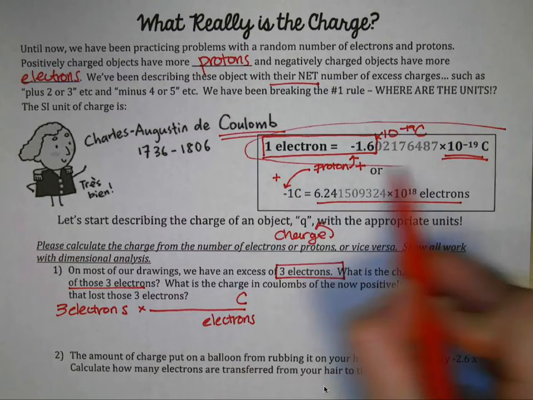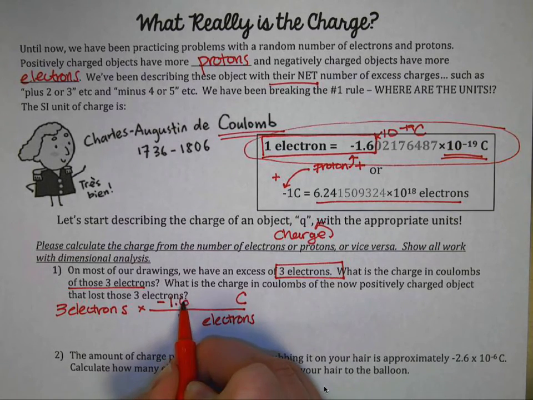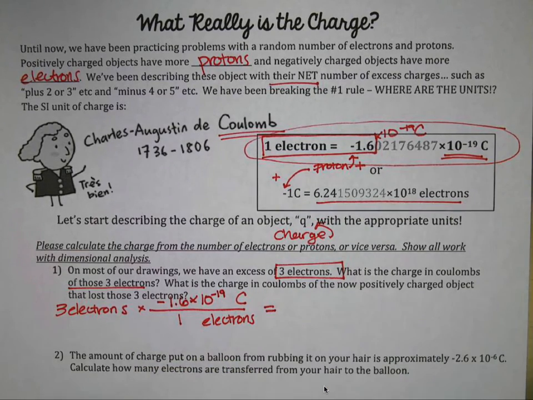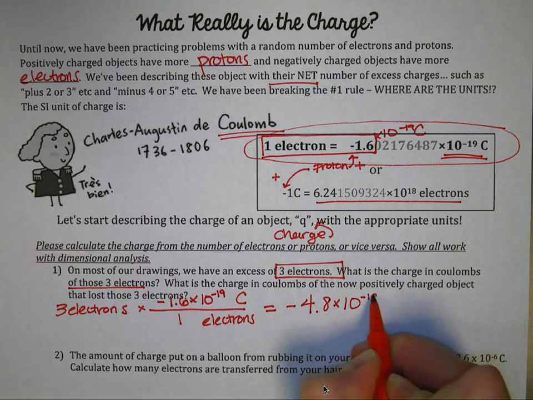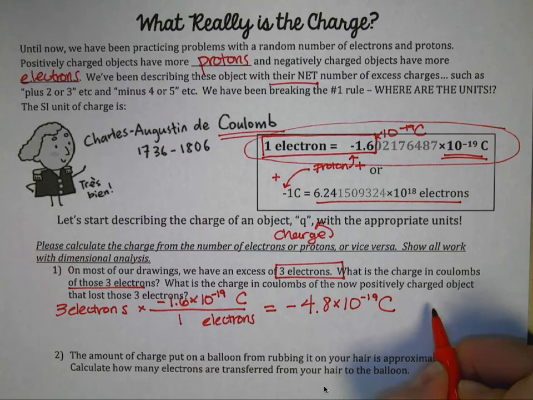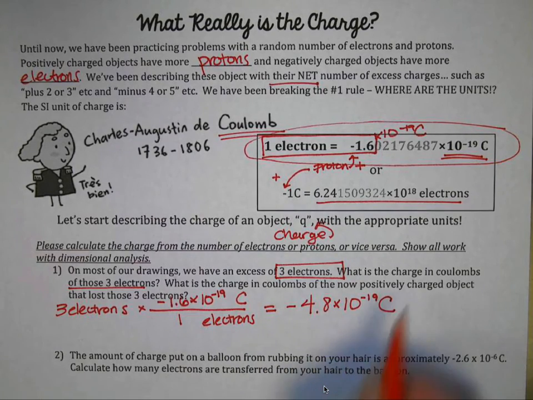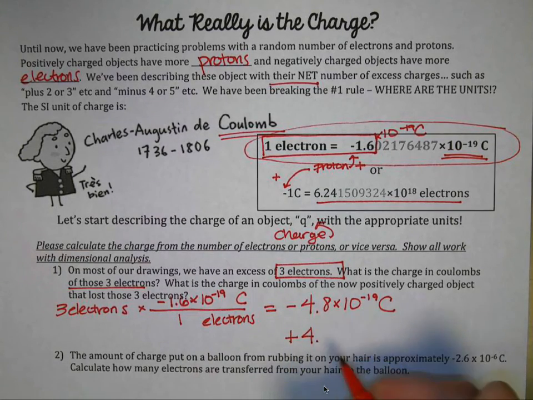And then what amount of electrons are equal to how many coulombs? And I will always give you this one. Either would work, but I like to always talk about one electron and its charge of negative 1.6 times 10 to the negative 19th coulombs. In your calculator, you enter that in, and you get a value of negative 4.8 times 10 to the negative 19th coulombs for 3 electrons. The second part of the question says, what is the charge in coulombs of the now positively charged object that lost those 3? Since, again, it's just like +1, -1, they are the same magnitude, just an opposite charge. So that would be positive 4.8 times 10 to the negative 19 coulombs.